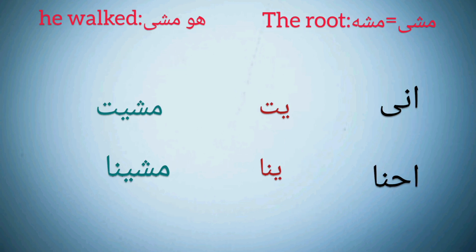As I said before, for the simple roots, we just add et to them. But here, we have to add yet, not et. For example, in the simple roots, we just say ani jibit. But for the roots whose last letter is alif, we have to add yet, not et. For example, ani mishiyet, I walked.